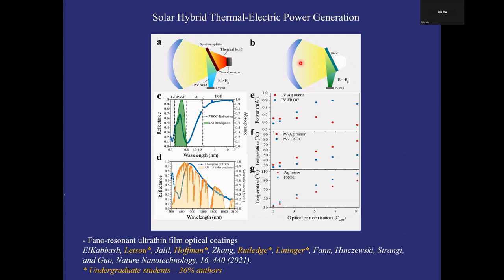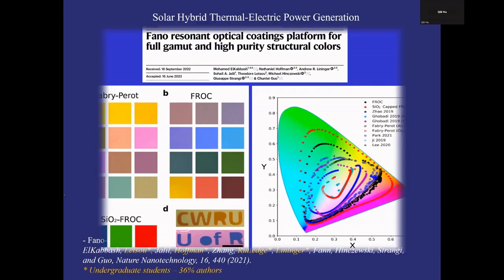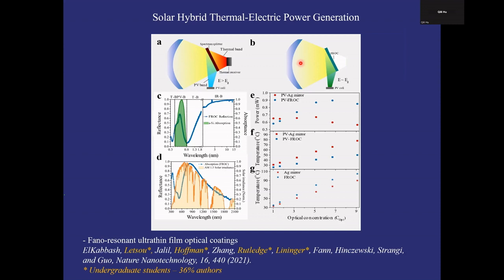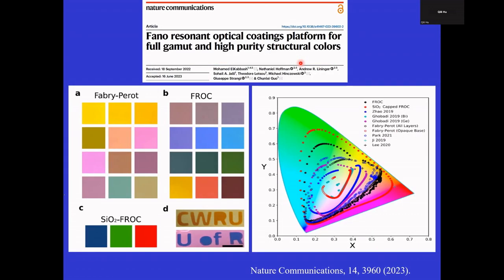So what we do here is again a narrowband reflector. We are able to reflect just the narrow band to the PV cell, and then the rest we can utilize as thermal energy for other applications. I also want to highlight that, while I didn't talk about every single paper, for some of the big papers we have quite a bit of undergraduate participation. And here's a follow-on work just published a few months ago.